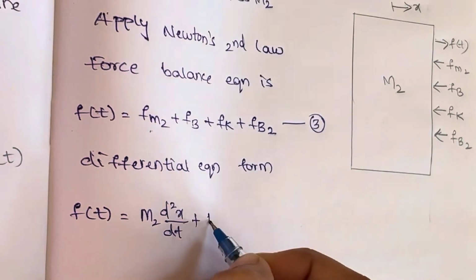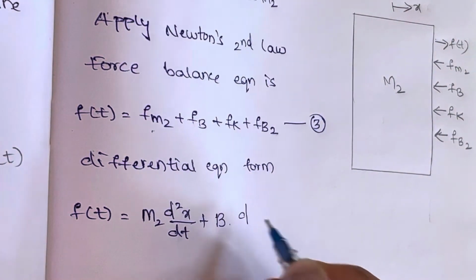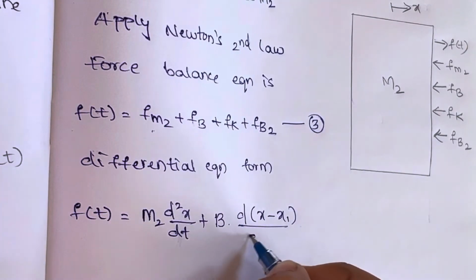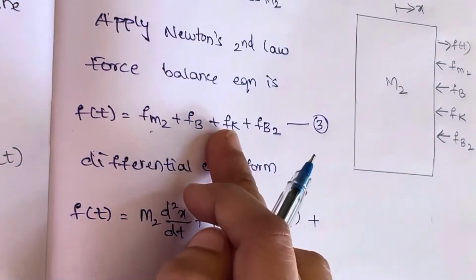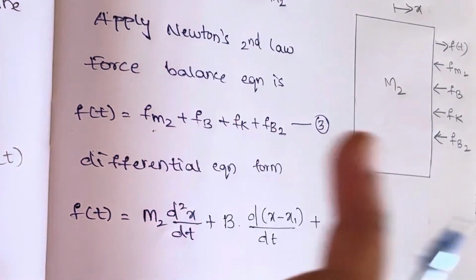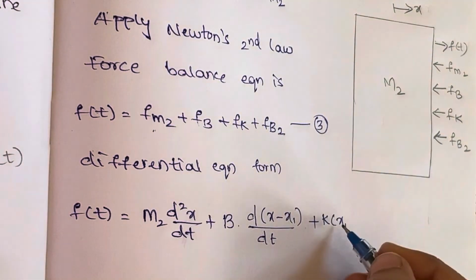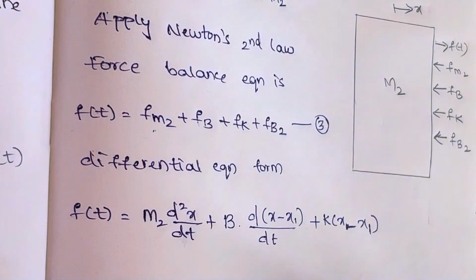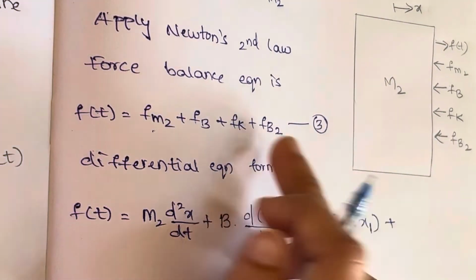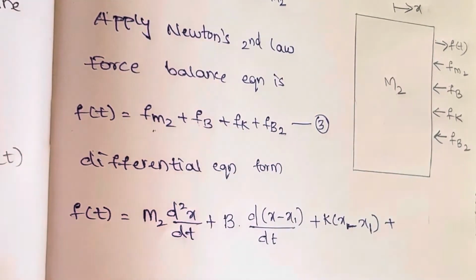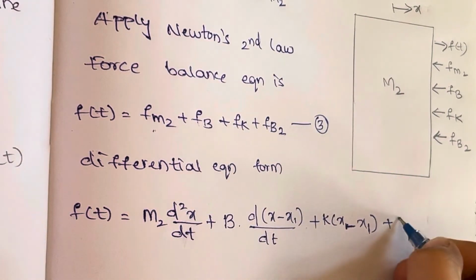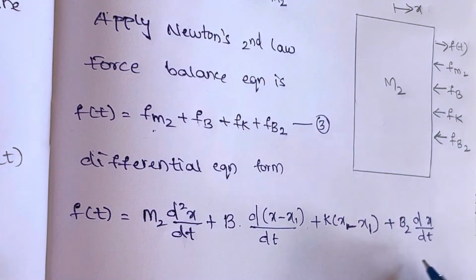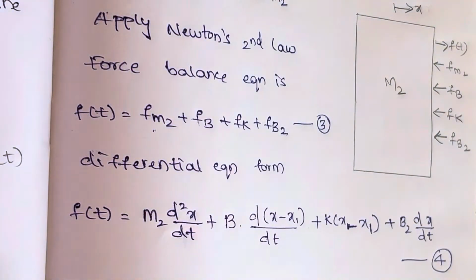So now b into d of x minus x1 by dt plus fk. K was existing between m1 and m2. So k into x minus x1 plus b2. b2 is individual, b2 is only for m2. So b2 into dx by dt. So let us assume this as equation number 4.